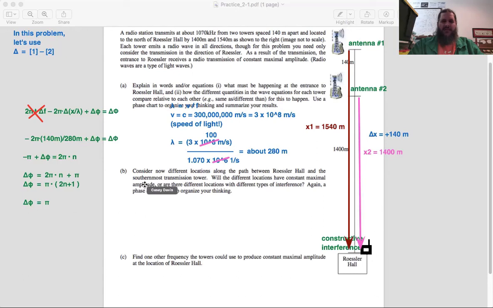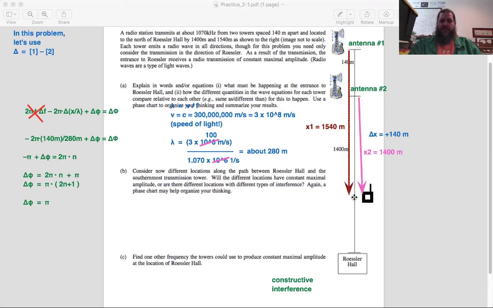Part B is also talking about different locations along the path. Let's say we move the radio receiver to a new location. Let's say you walk some distance towards the antennas. So let's say instead of 1400 meters, these are now going a different distance to your new location. At this point, if you travel closer, now what is the path length difference? What's the difference between these two new paths?